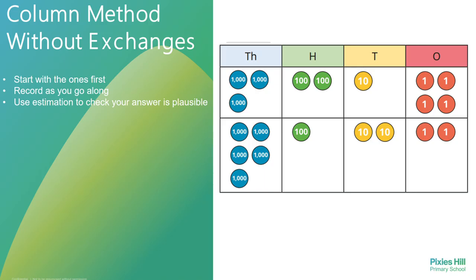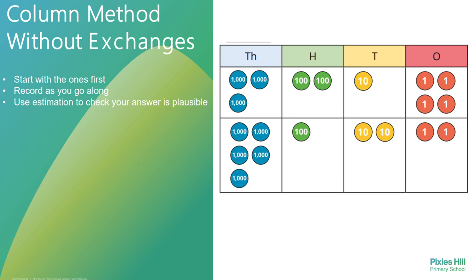The column method for addition is a way of lining up numbers vertically in columns based on their place value, ones, tens, hundreds, and so on, to make adding them easier. For Key Stage 2 students, this method is introduced without carrying or exchanges, which simplifies the process at first. Start by writing the numbers you want to add one under the other, ensuring that the digits are lined up according to their place value.